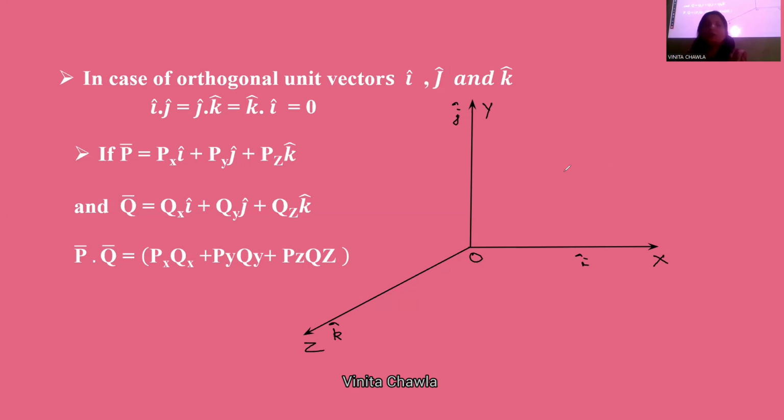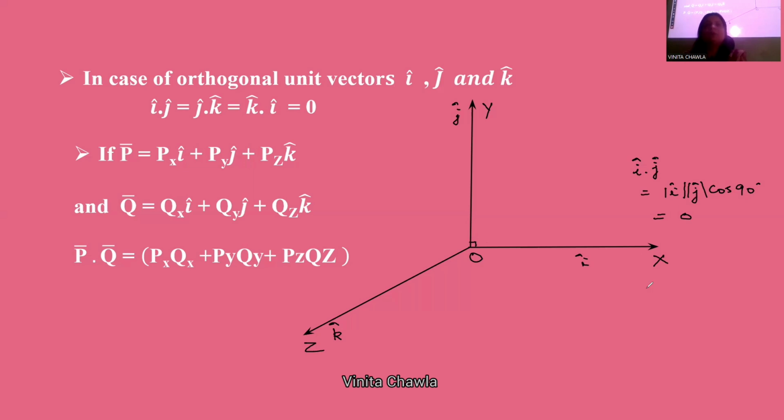Okay? So now if we are taking the dot product of I cap and J cap, we will write the magnitude of the first vector, the magnitude of the second vector, multiplied by the cos of the angle between these two vectors. The angle between I cap and J cap is 90 degree, so we write cos 90 degree. Cos 90 degree is 0, therefore it is 0. Similarly, if you take J cap and K cap, again you will get 0. I cap and K cap, you will get 0.